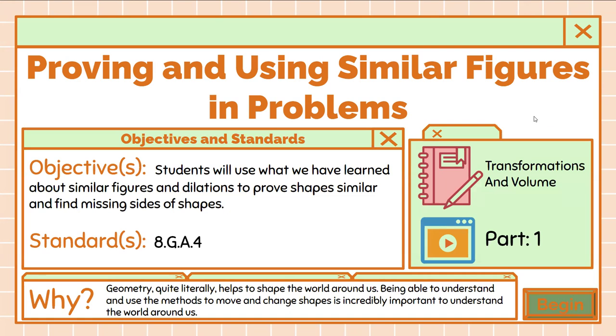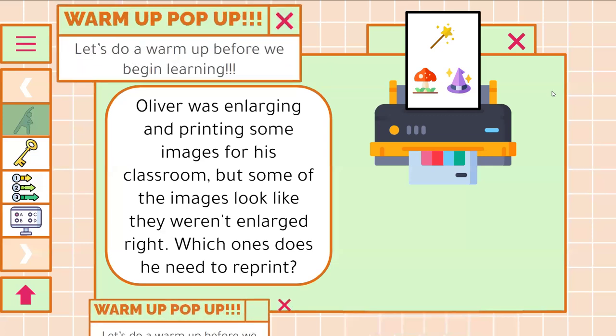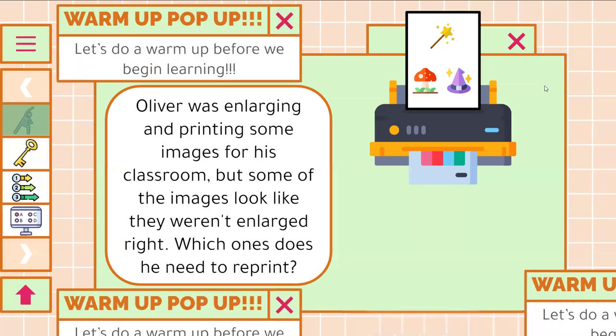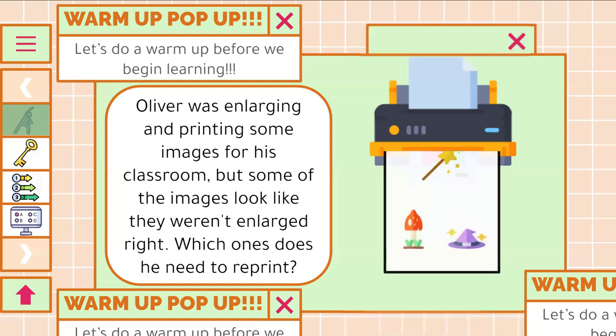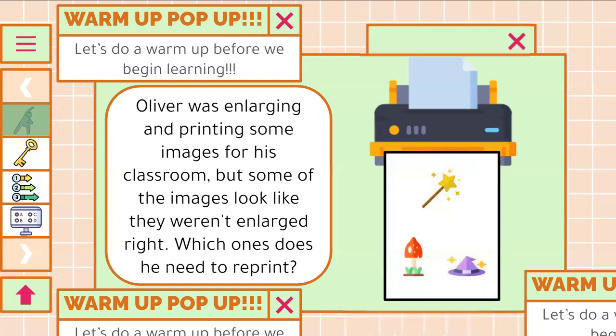Let's begin, first, with a warm up pop up. Oliver was enlarging and printing some images for his classroom, but some of the images looked like they weren't enlarged right. Which ones does he need to reprint? Let's see it go through. So, which of these images need to be reprinted?